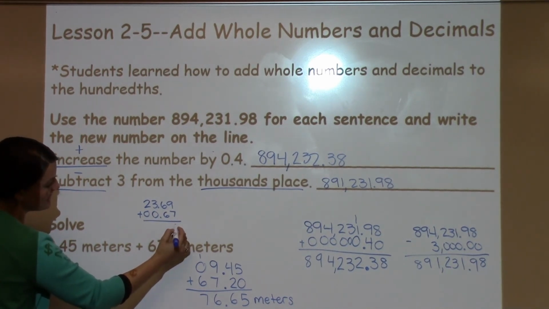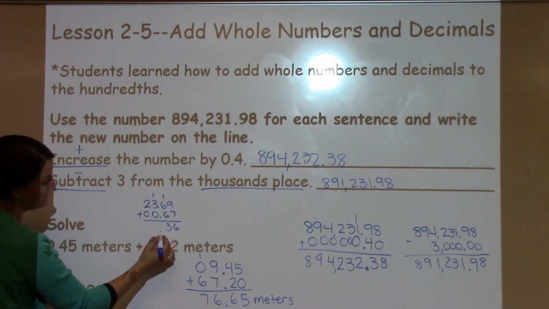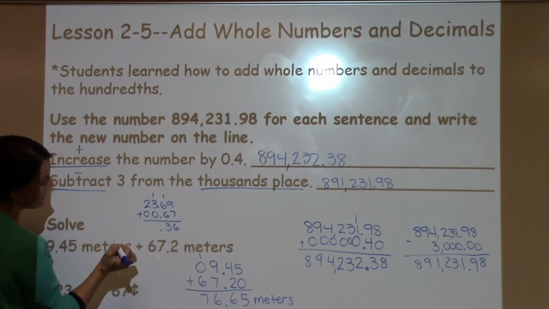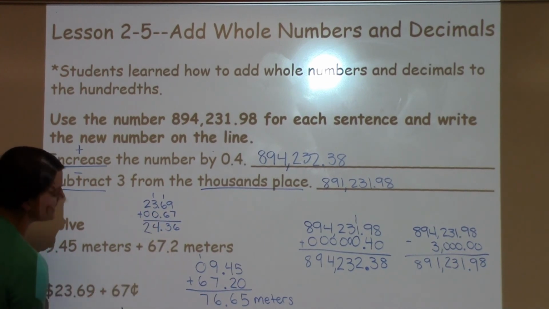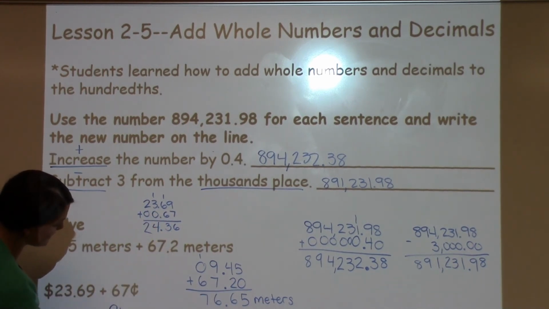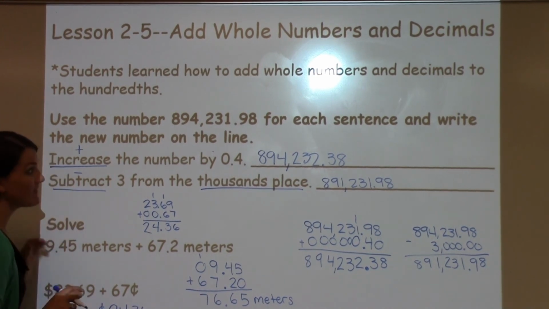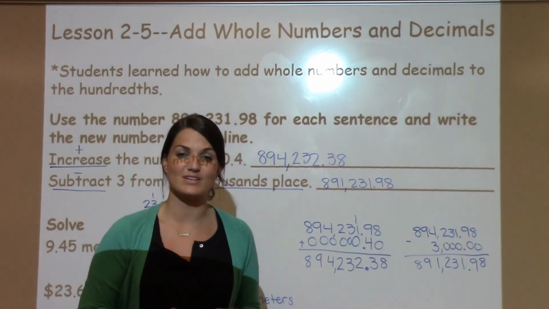9 plus 7 is 16. 6 plus 6 plus 1 is 13. Bring down my decimal point. 3 plus 1 is 4, and 2 plus 0 is 2, for a final answer of $24.36. If you have any more questions about lesson 2.5, make sure to see your teacher.